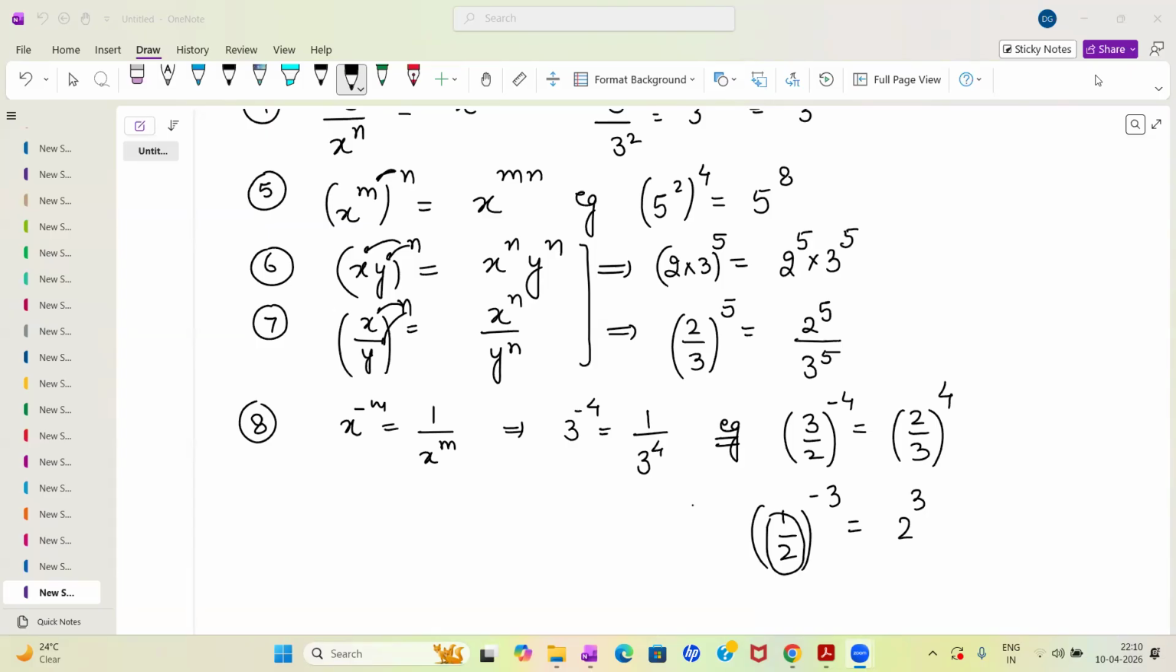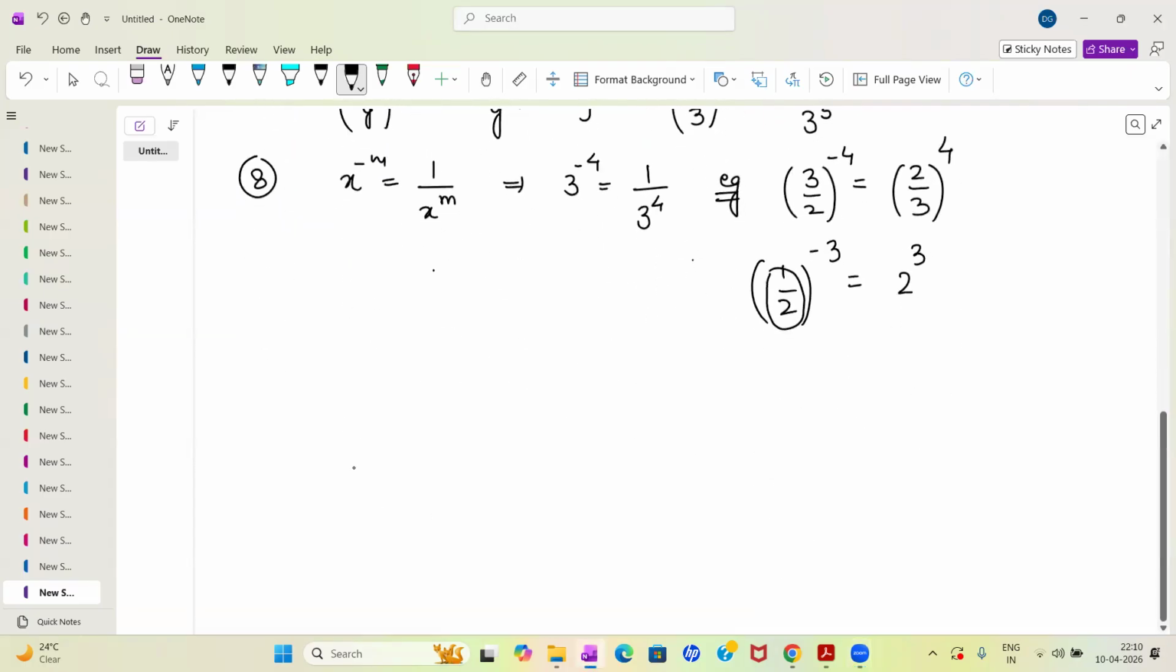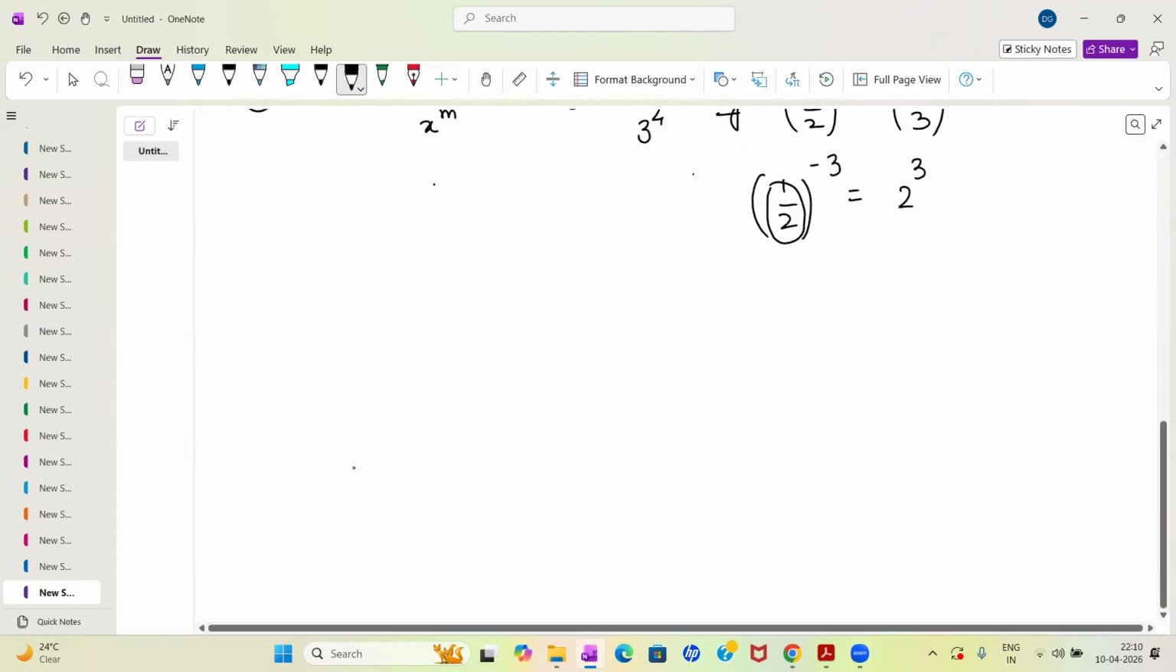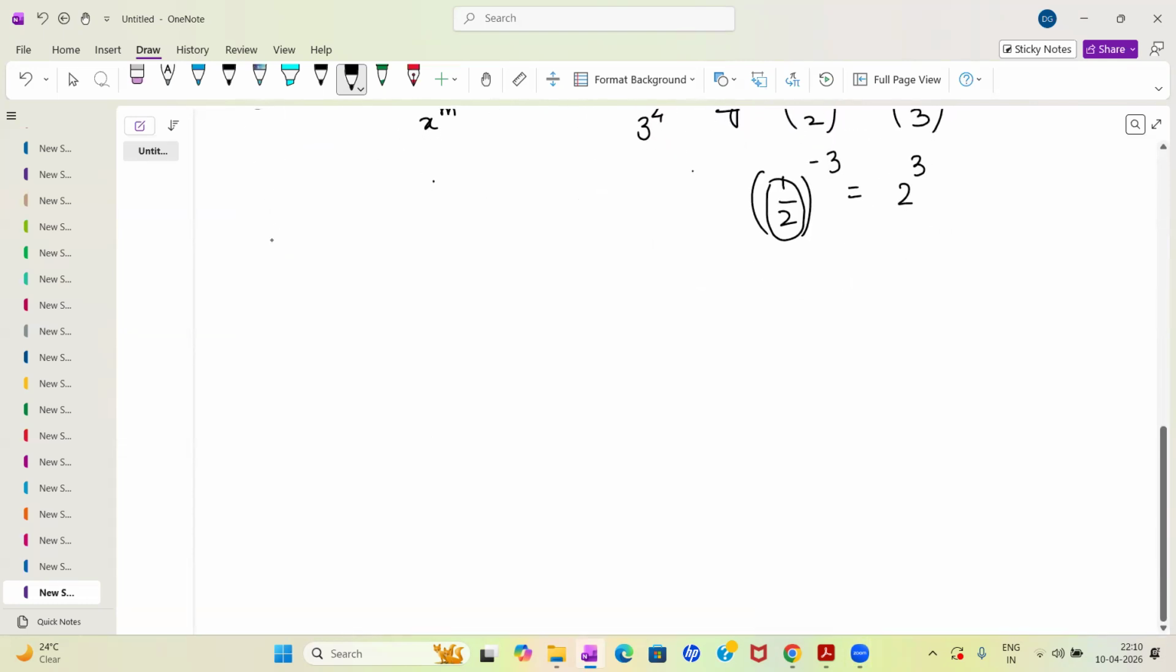So now we have understood all the laws of exponents and radicals. Now, some of the basic mistakes that students make when they solve the questions. What are the basic mistakes students make? One is that minus 2 square is not equal to minus 2 square.